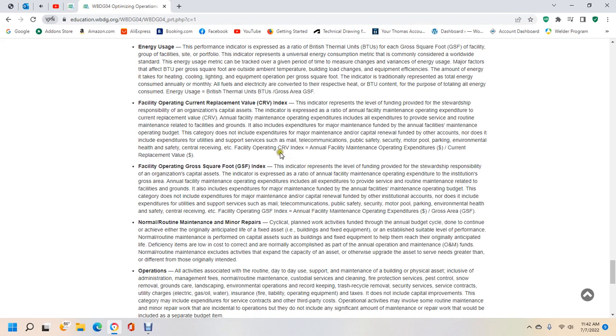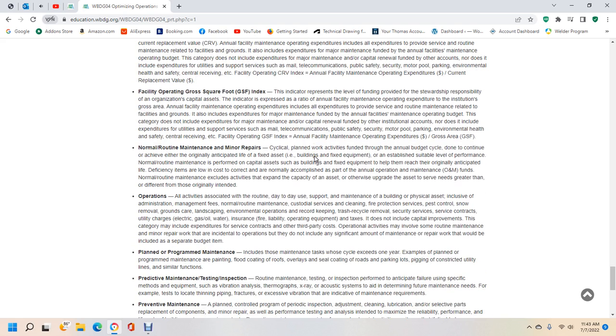The category does not include the expenditure of the major maintenance of the capital renewal funded within the instruction and institutional accounts, nor does it include the expenditure of utility support such as mail, telecommunication, public safety, security, motor pool, personnel and parking, and environmental health, safety, central receiving. The facility operating gross square foot equals the annual facility maintenance operation over the gross area.